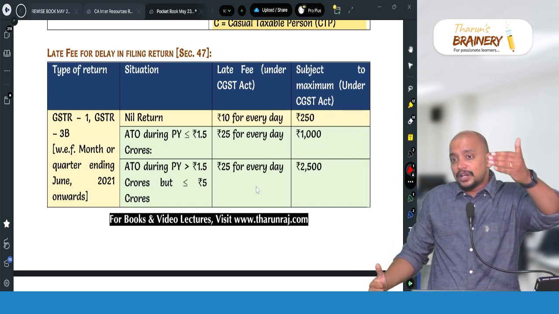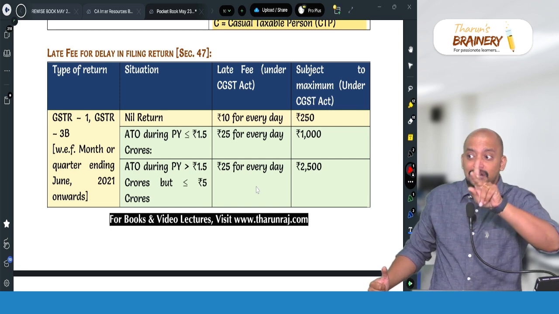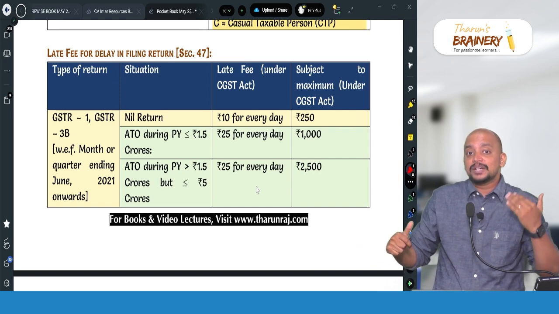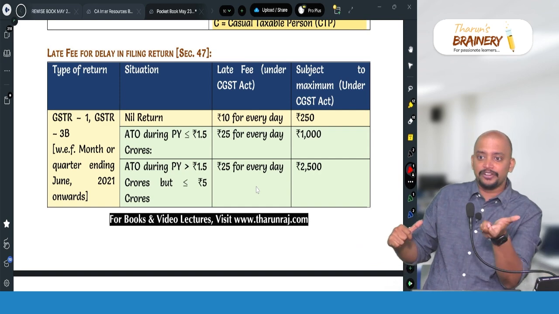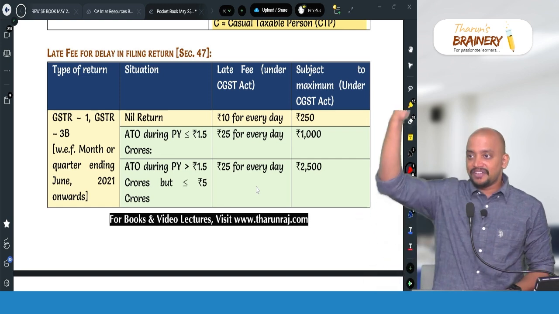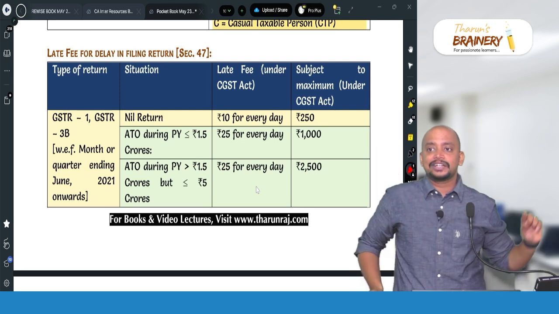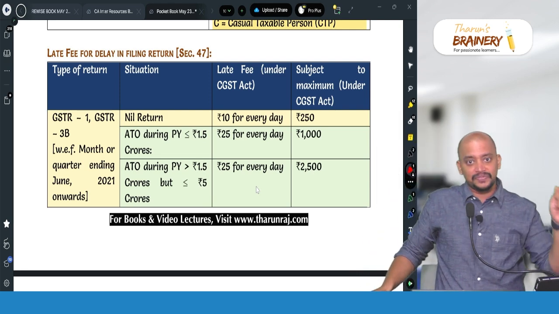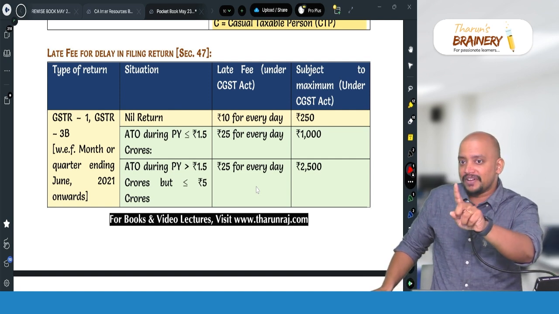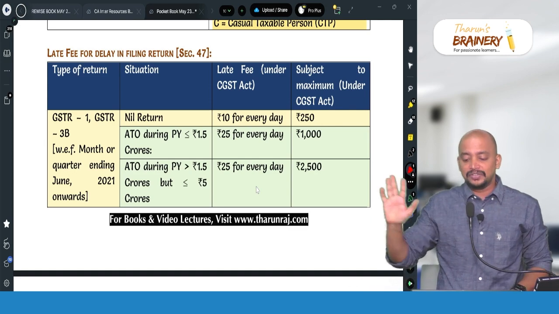If the aggregate turnover during previous year exceeds 1.5 crores, but does not exceed 5 crores, then 2,500. If the aggregate turnover during the previous year does not exceed 1.5 crores, then it will be 1,000. Okay. So maximum will be 5,000, 2,500 and 1,000. When 5,000? If aggregate turnover during previous year exceeds 5 crores. Does not exceed 5, but exceeds 1.5, then it will be 2,500. Does not exceed 1.5 crores, then it will be 1,000.